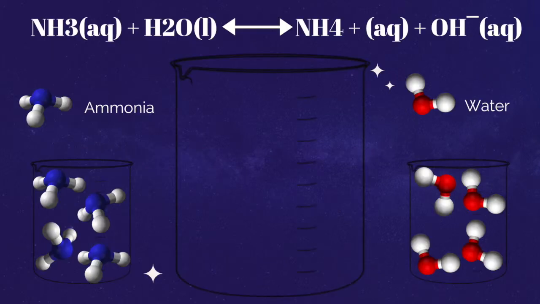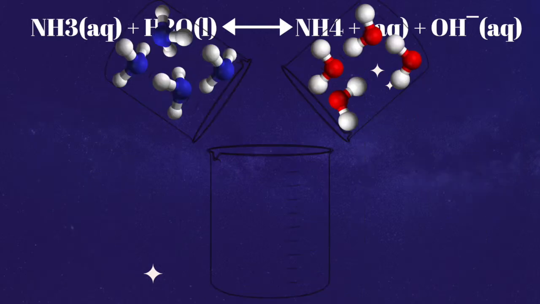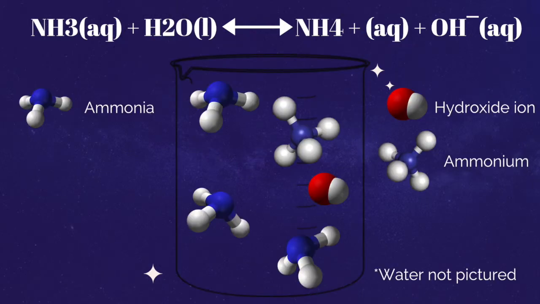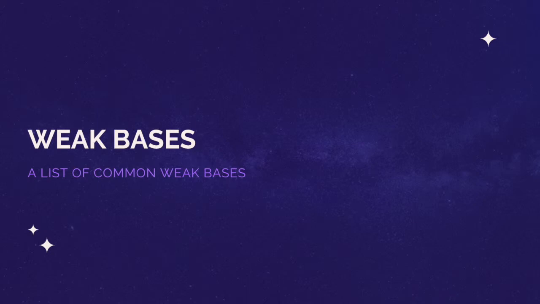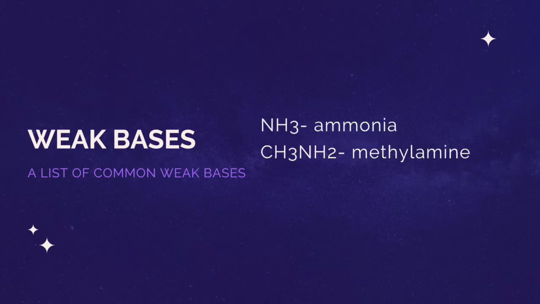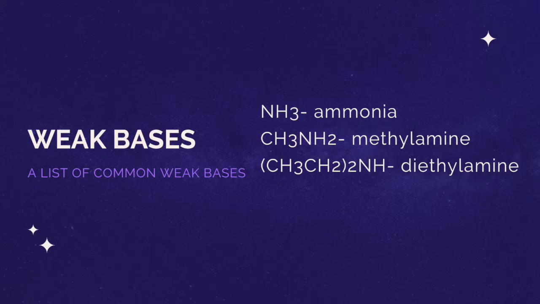Here's an example of the dissociation of a weak base. When ammonia and water are combined, you can see that the ammonia only partially dissociates. Only one ammonium and hydroxide ion are present because the solution reached equilibrium. Here is a list of some common weak bases: ammonia, methylamine, diethylamine, and sodium bicarbonate.